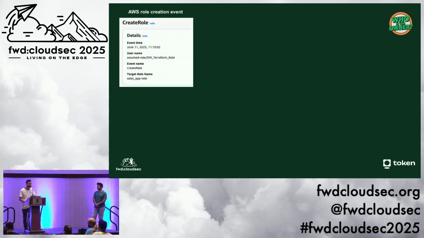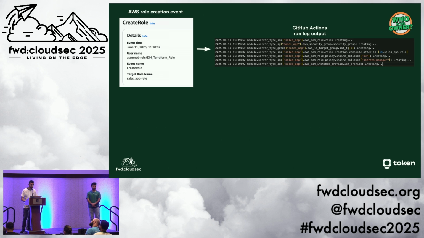So if we look at a real example using AWS and Terraform, we have here a role creation event from CloudTrail in which we can see that at a certain time, Terraform created the sales app role. And programmatically using the GitHub API, we go back and look through all the different pipeline runs that happened in the minutes and hours surrounding that specific time, looking throughout the different logs of those pipelines, searching for the name of this identity. And indeed, we can find one.